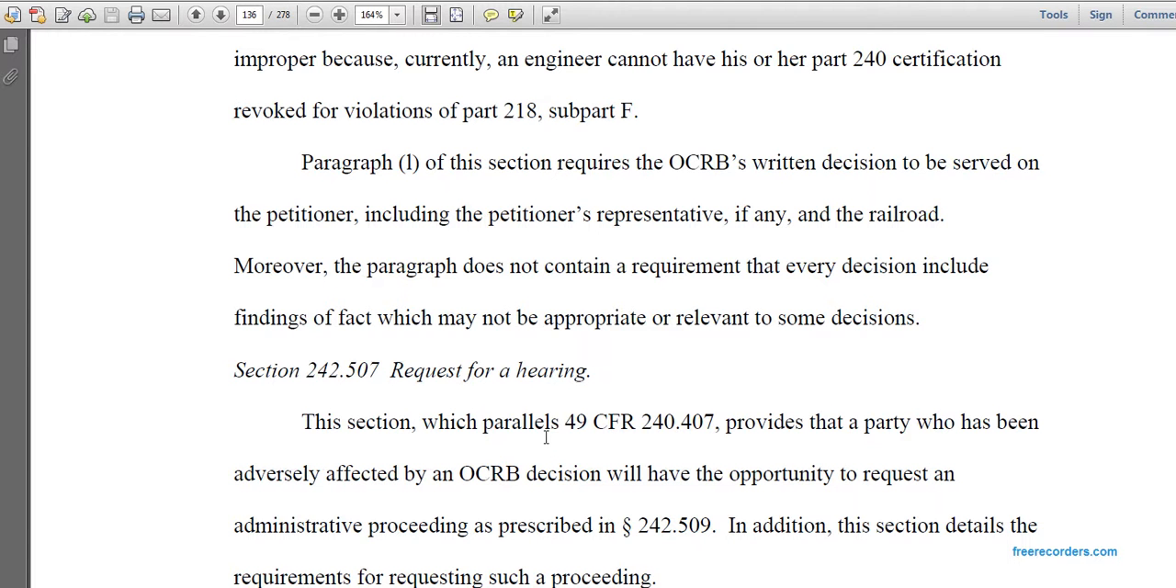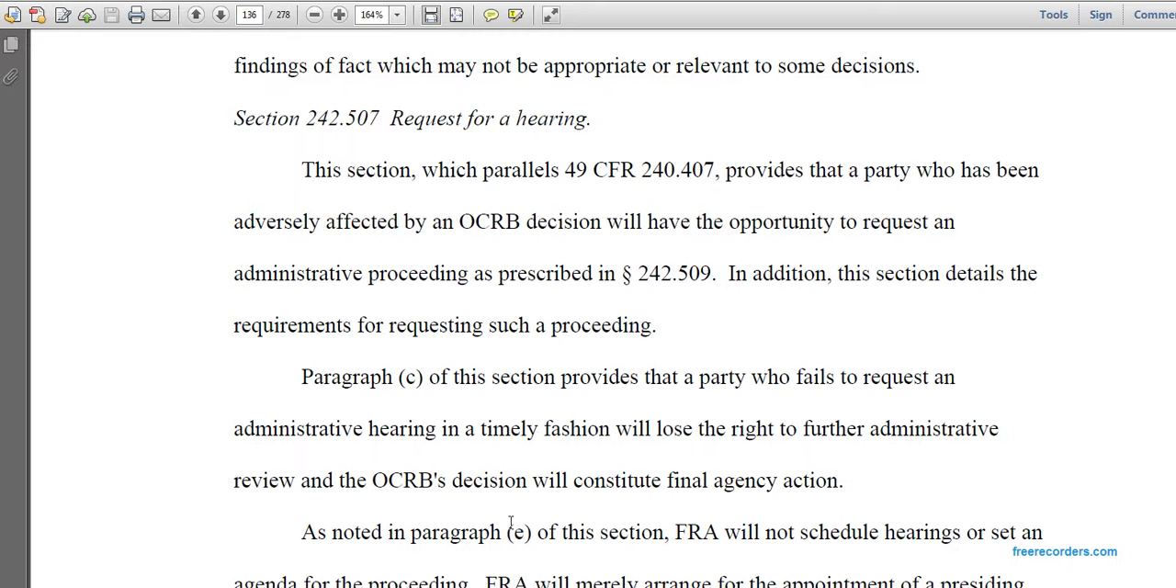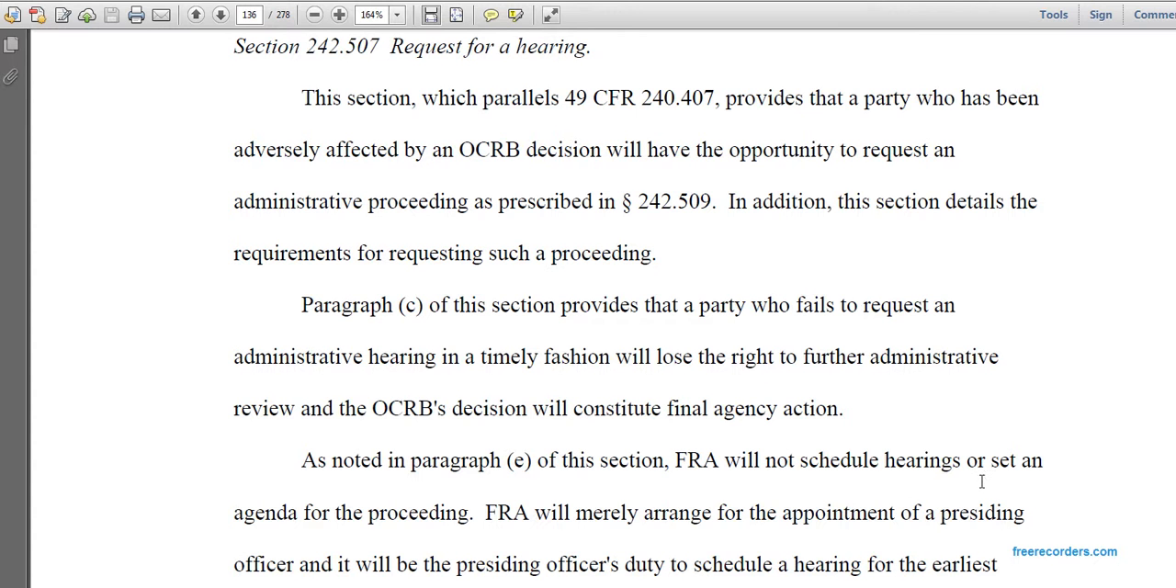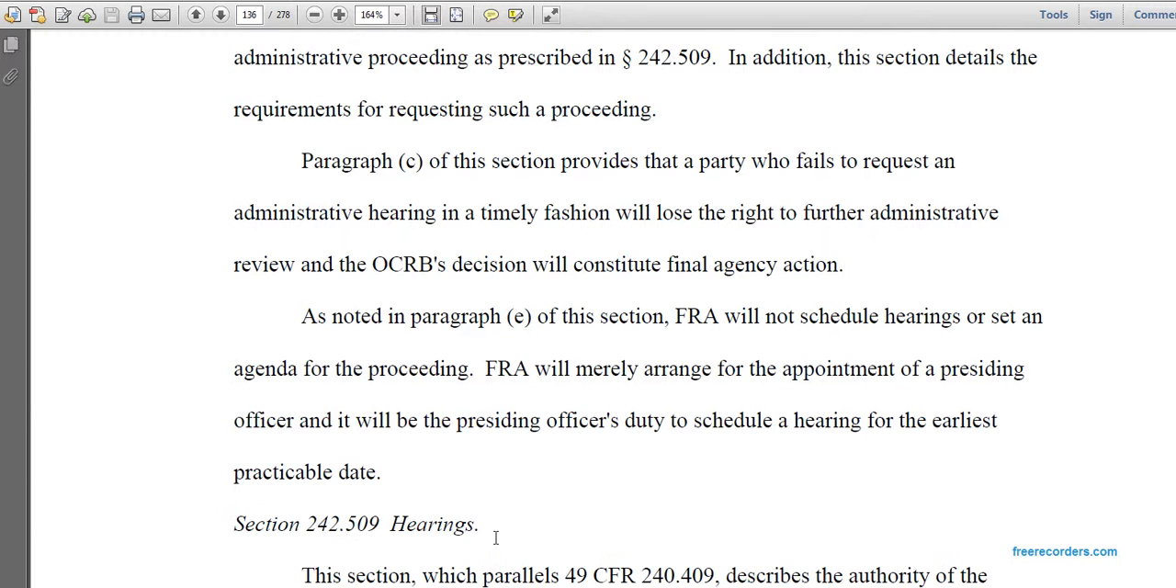Section 242.507, requesting a hearing. This section, which parallels Title 49 CFR 244.07, provides that a party adversely affected by the Operating Crew Review Board decision will have the opportunity to request an administrative proceeding as prescribed in 242.509. In addition to detailing requirements for requesting the proceeding, paragraph C provides that a party who fails to request an administrative hearing in a timely fashion will lose the right to further administrative review, and the Operating Crew Review Board decision will constitute final agency action. As noted in paragraph E, the FRA will not schedule hearings or set an agenda for the proceeding. The FRA will merely arrange the appointment of the presiding officer, who will schedule a hearing at the earliest practicable date.